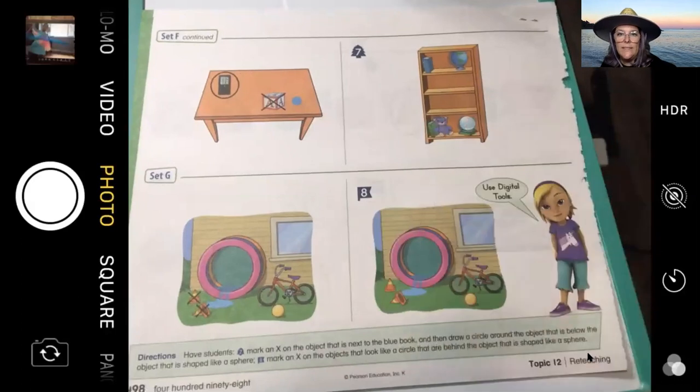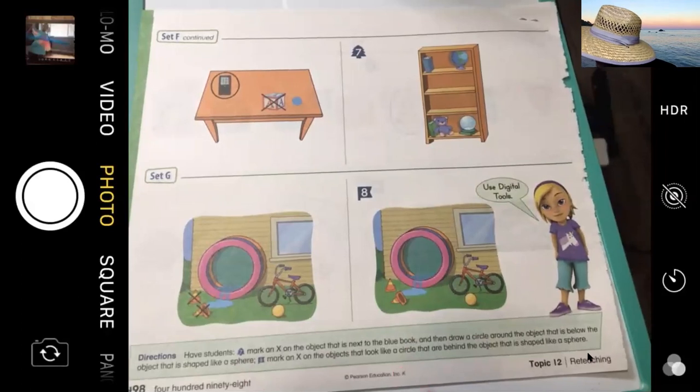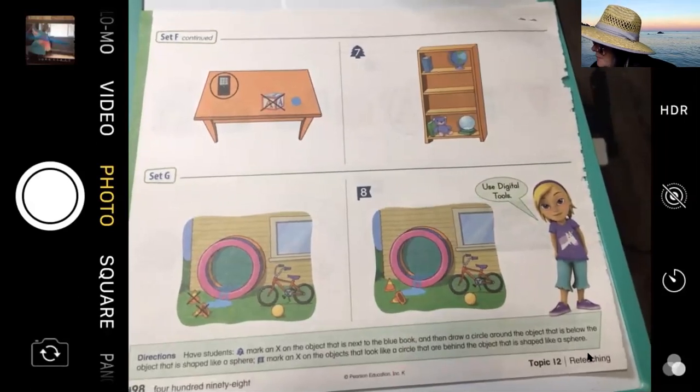Here we go. Set F. And let's look at number 7. And this is the page that you guys are going to be taking a picture of and uploading to Edsby for today's assignment, to show me that you did your work today. All right, so on number 7, you're gonna mark an X on the object that is next to the blue book.